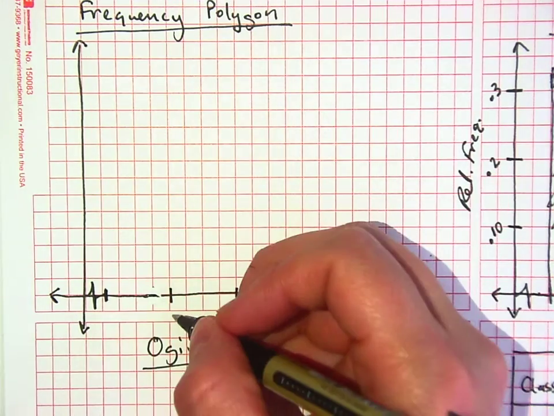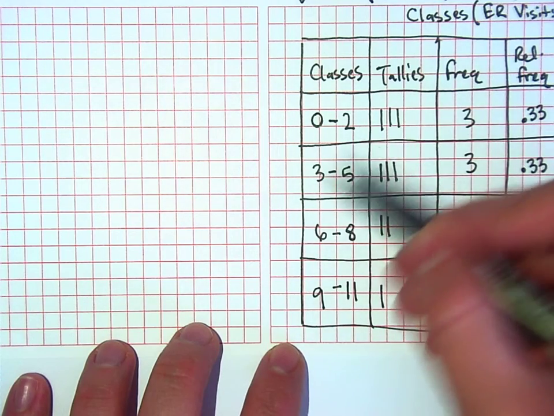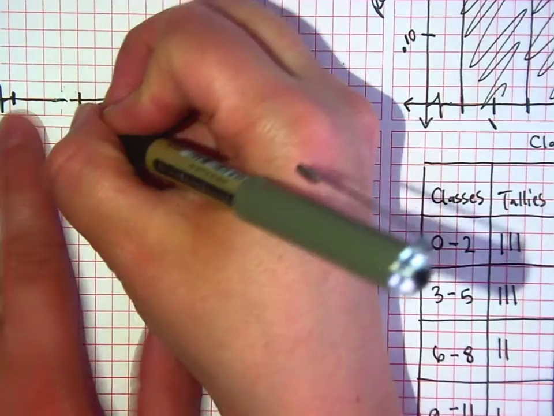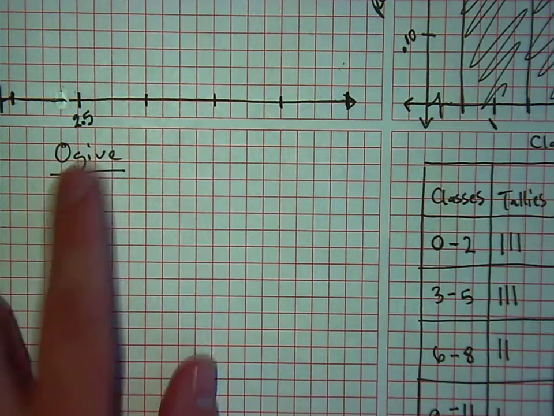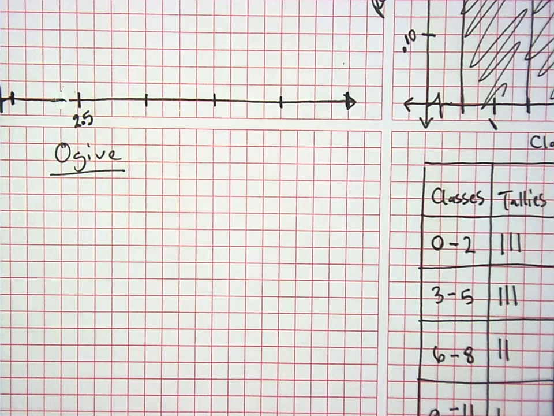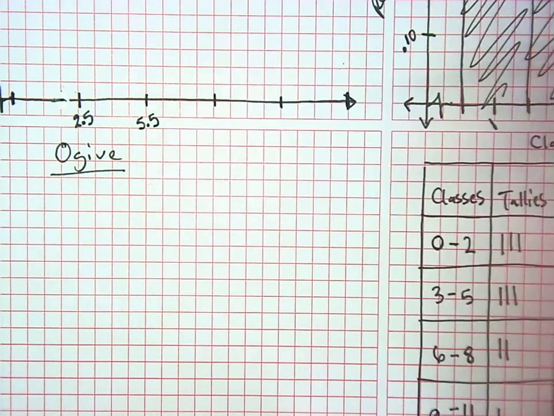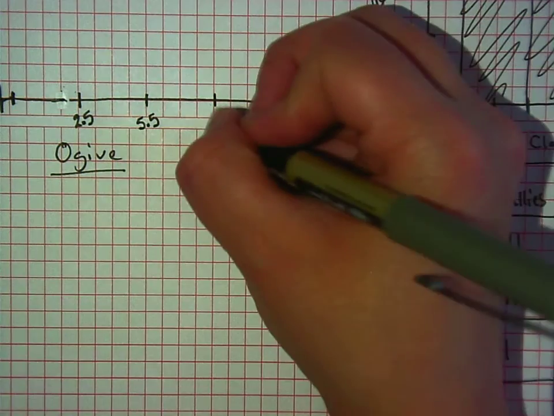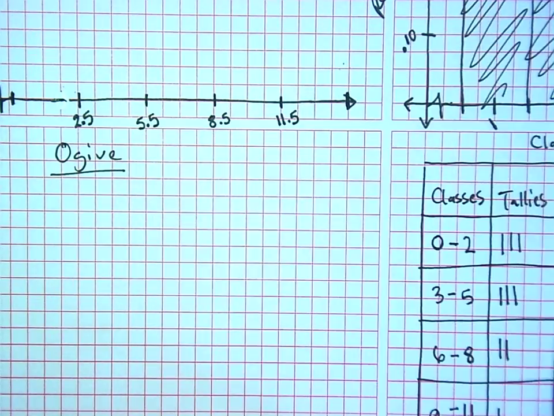So, here are our classes again. What's the class boundary between 2 and 3? 2.5. So everybody on that second dash, you're going to write 2.5. Good. And then what comes next? 5.5. 8.5. And 11.5.